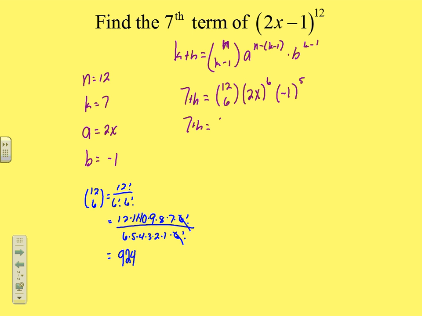So the 7th term becomes 924 times, well, 2 to the 6th power is 64x to the 6th. And negative 1 raised to the 5th power, a negative number raised to an odd number is still negative. So negative 1 to the 5th power is negative 1.